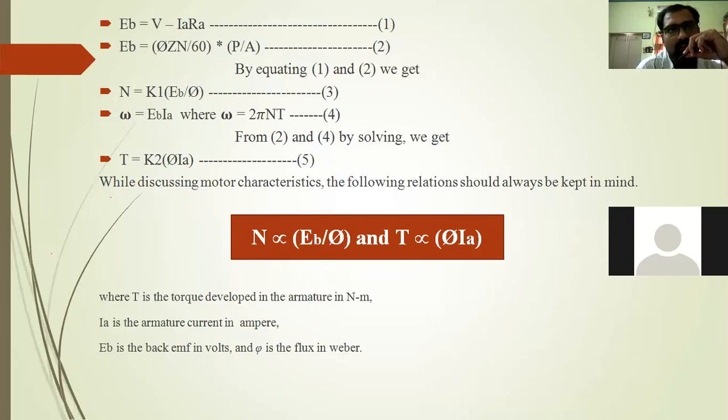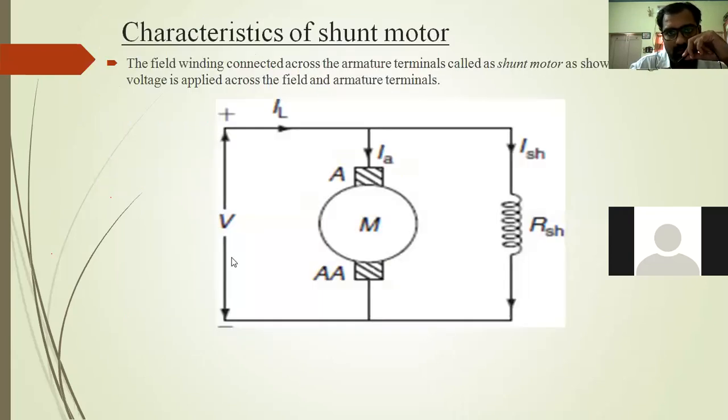Suppose in the first equation we consider the voltage, now let us see. I will show the DC shunt motor first of all. This is the connection of your DC shunt motor, with a separate field. See here, RSH is the field which is connected across, that is in parallel to, the armature terminals of your motor, that is A and A. And these two terminals are combinedly connected.